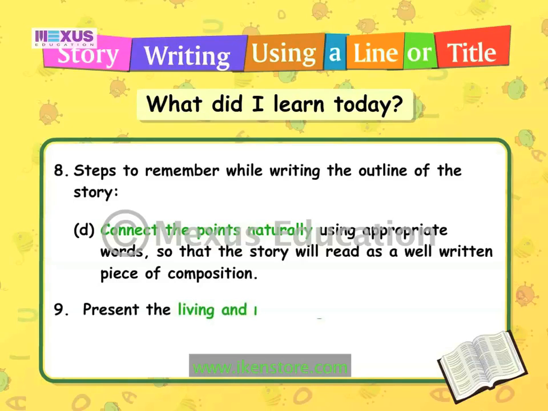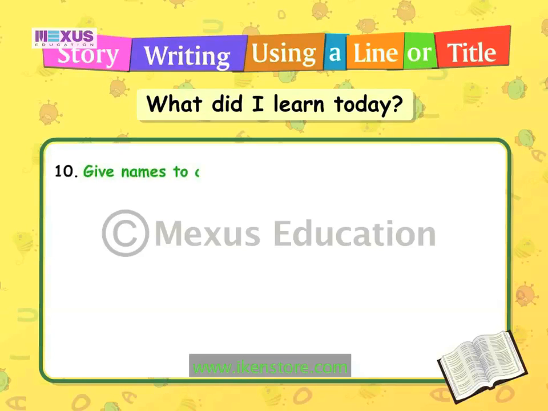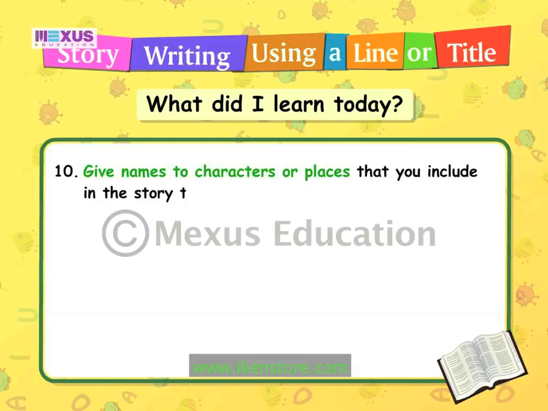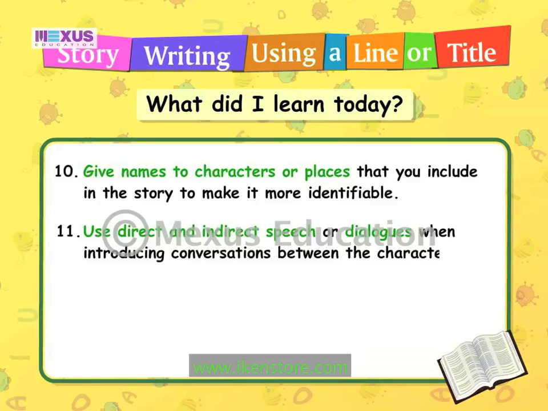Present the living and non-living characters in the story as speaking and behaving like human beings. Give names to characters or places that you include in the story to make it more identifiable. Use direct and indirect speech or dialogues when introducing conversations between the characters of your story.